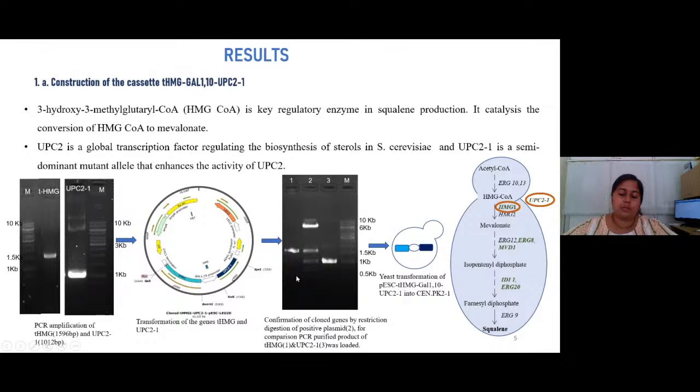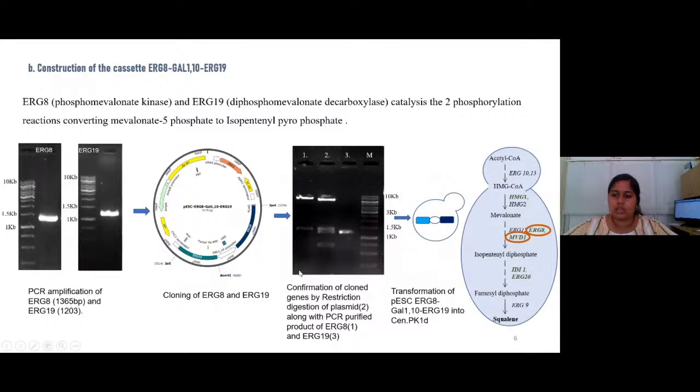The second cassette was the cassette containing ERG8 and ERG19. These enzymes form steps that are between the mevalonate and isopentyl phosphate intermediates, about midway in the pathway from acetyl-CoA to squalene. Again, the construction process is the same here, with uracil used as a selection marker in the plasmid.